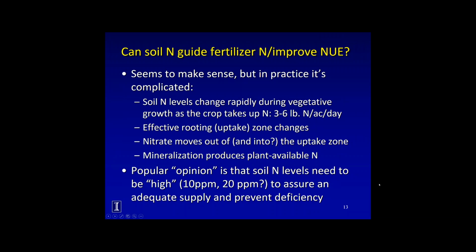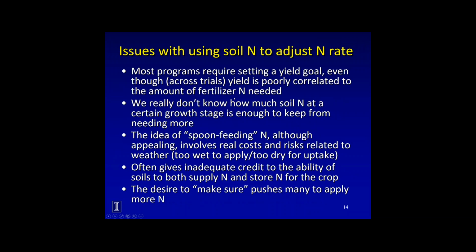The issue is that most programs doing this at this point, and most of them are model-based, require setting a yield goal. I already showed you that yield doesn't have a good correlation with the amount of nitrogen needed. So starting out by asking what you expect this field, or this part of the field, to yield is not always a terribly helpful question. First of all, we don't know what it's going to yield. And secondly, we also don't know what the nitrogen supply from the soil is going to be.